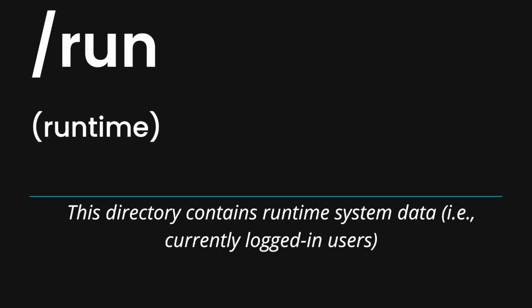Next one is going to be the /run, which stands for runtime. And this pretty much contains runtime system data, such as who is currently logged in, like all the users that are currently logged in. If you type the right command, it will list all. For example, just w. If you type w, or if you type users, it will list all the users that are currently logged into the system. And that's what this /run is, where you have all those details.